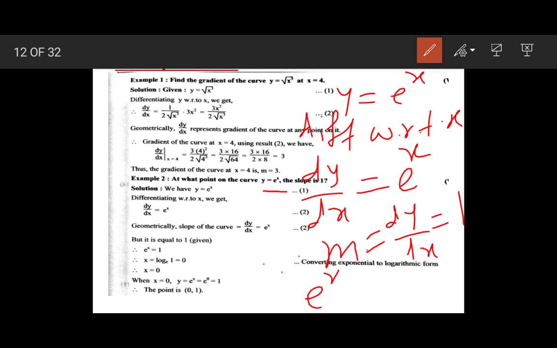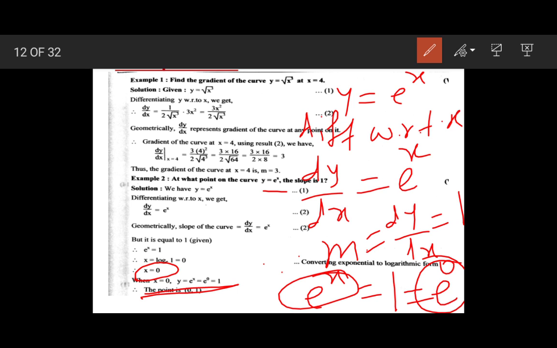So e raised to x is equal to 1. And we know that any number raised to 0 is 1. So I can write this one as e raised to 0. Okay. So e raised to x is equal to e raised to 0. Therefore x is equal to 0. Okay. By comparing we get x as 0.